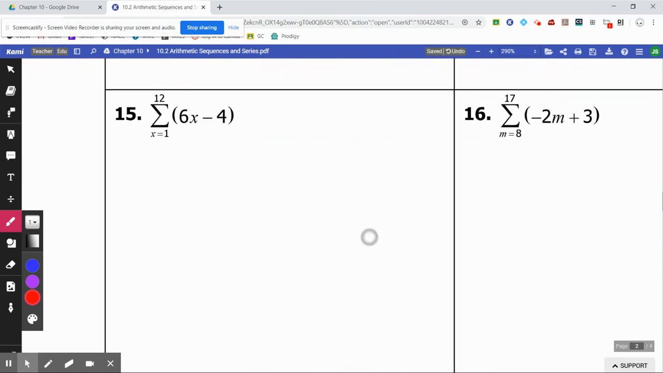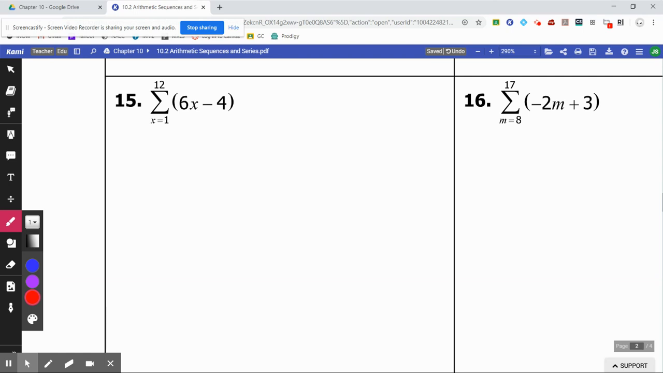Next up, number 15. These are so much easier because you don't have to go through that trouble. These are arithmetic, and you can check it by plugging them in. I'm just going to plug in 2 or 3 to show you. Plugging in 1 gives you 6 minus 4, which is 2. Plugging in 2 gives you 12 minus 4, which is 8. Plugging in 3 gives you 18 minus 4, which is 14, dot, dot, dot. So look, I'm going up 6, and I went up 6 again. That's arithmetic, where common difference and slope are the same thing.